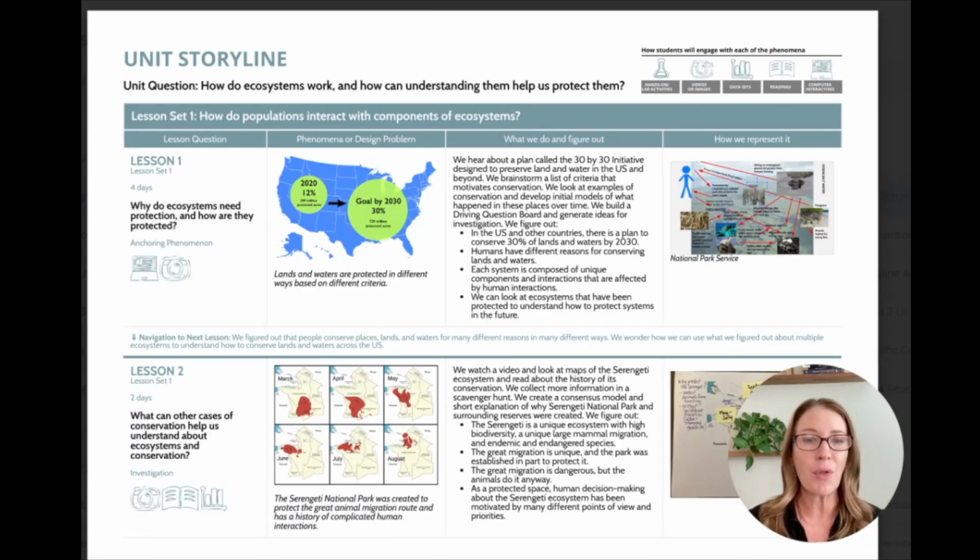So although the 30 by 30 is a very small part of the unit, it does set the stage for the fact that we need to have initiatives to help preserve lands. And the only way we can do this is by looking at what has worked. And so in 2030, if the 30 by 30 initiative didn't work, we need to figure out why, because we need to change that. Anyways, okay, so moving on, and there is a driving question board.